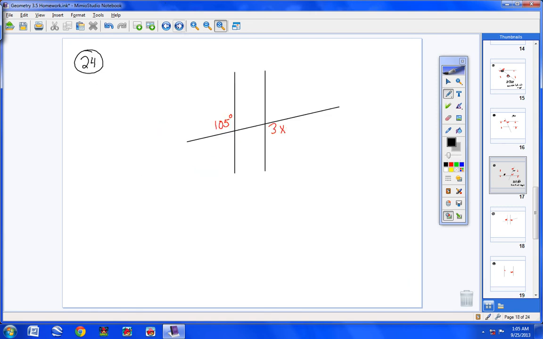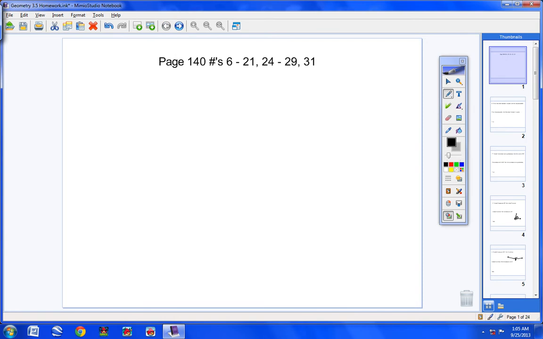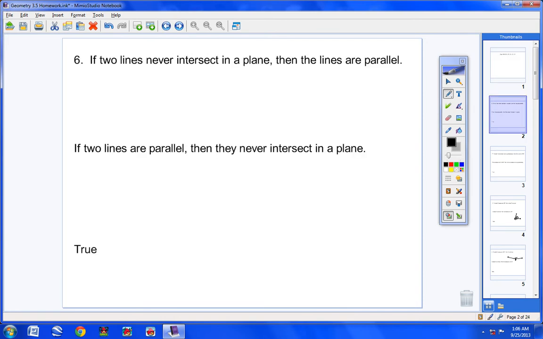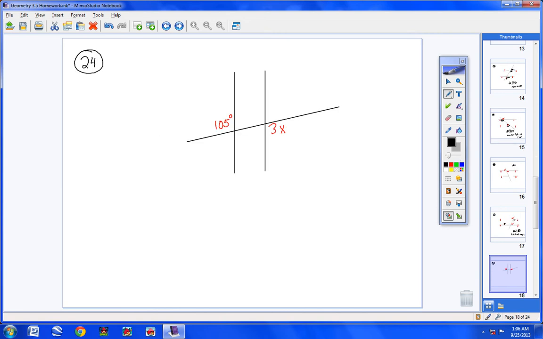Number 21. Okay, let's continue on now and take a look at numbers. And I think we were supposed to stop there. Let me rush up here real quick to the top. 6 through 21, okay, and then 24 through 29. Okay, so jumping on now to number 24. All right, number 24 through 29, the directions say find the value of x so that m is parallel to n.